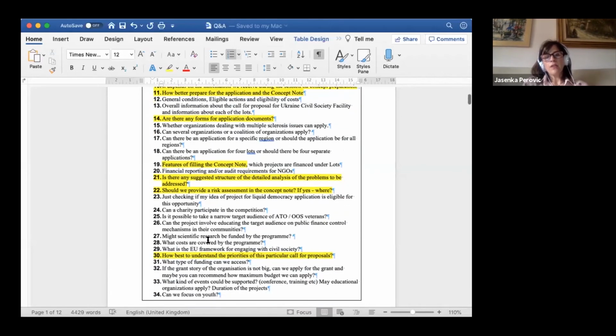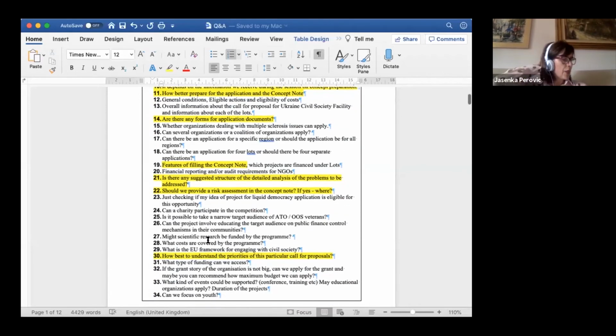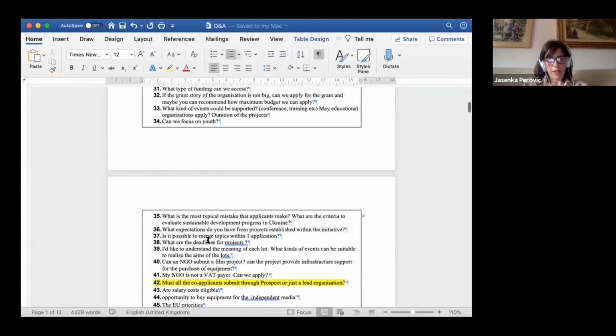Risk assessment in the concept note, you've seen that yes, the evaluation is asking for it. You can go through the subheadings and see where is the most logical place to fit it in. But I would assume it is at the level of the description, because then you have to understand the whole problem that you are trying to address, and what are the risks associated with the problem. This is all that I have.